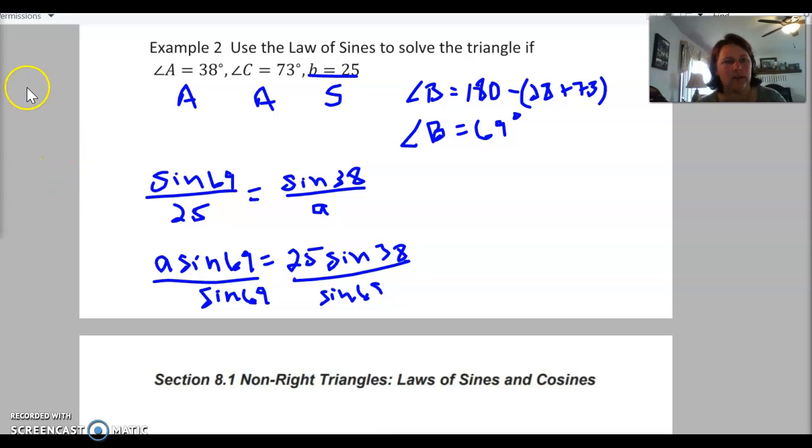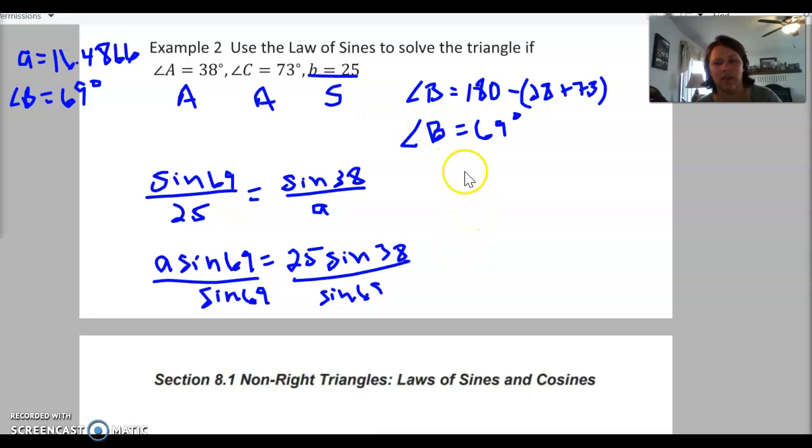So I'm going to write up here so we can keep track of our answers. So side A is equal to 16.4866. And then we also found the measure of angle B to be 69 degrees. Alright, so now we've got all three angles. We've got two sides, so we need to solve for our last side. I'm going to start off with the same angle that we were given to begin with. So sine of 69 over 25. So start with the pair that we know equals the sine of 73 over C.